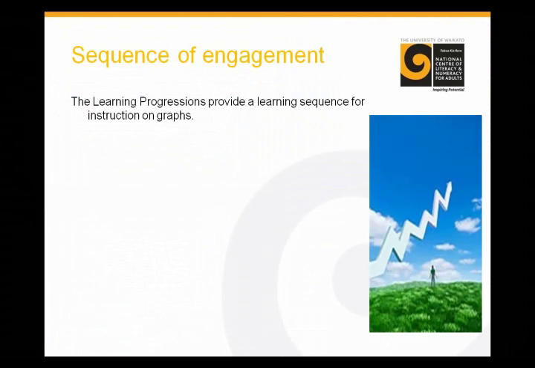In saying that, there's a very specific sequence of engagement that we've used which is highly successful. You don't have to use this, but it seems to be a good guideline for how to present graphs.